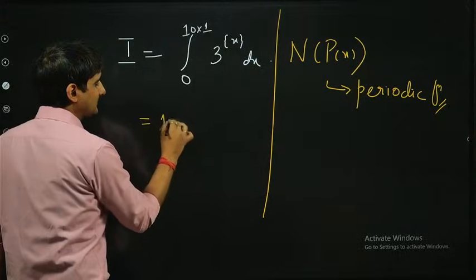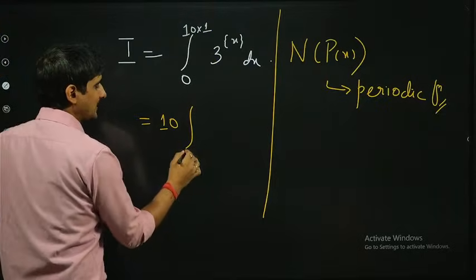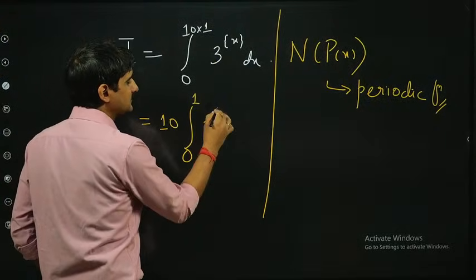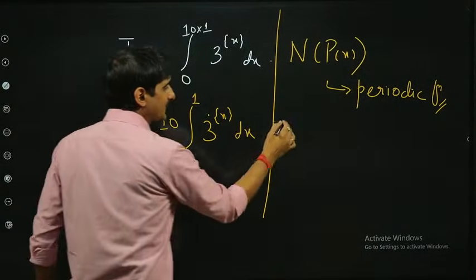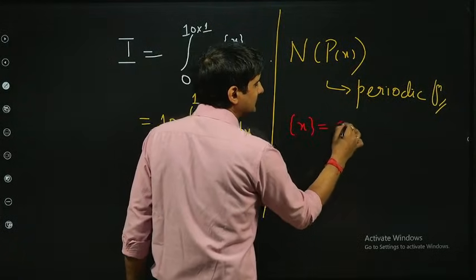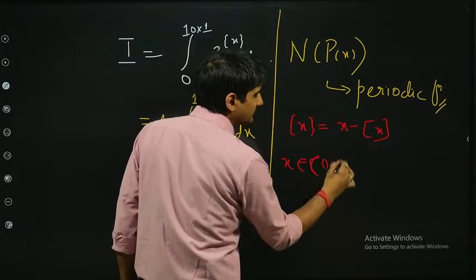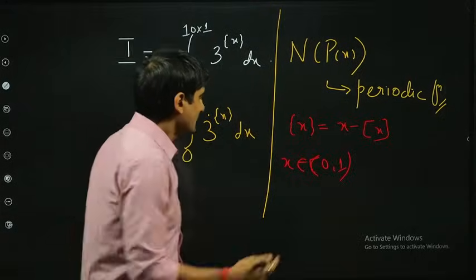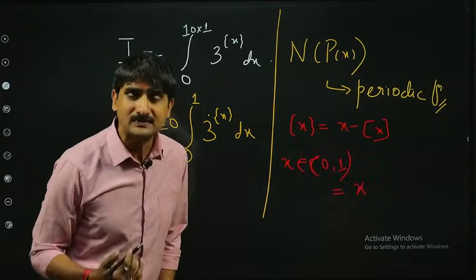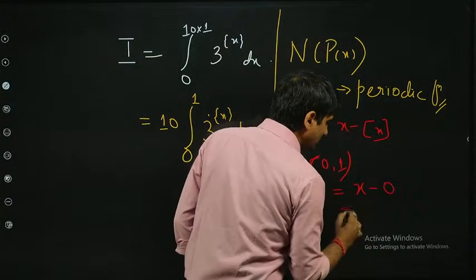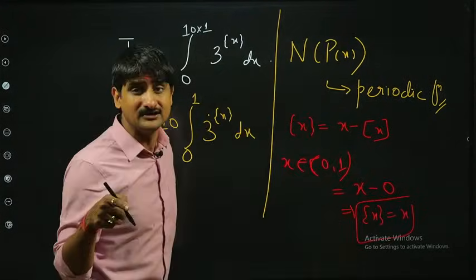यहाँ पे कोई ज़्यादा difference नहीं होगा. So 10 times, using this property, we can write the integral from 0 to 1 of 3 raised to the power fractional part of x dx. Now see again, fractional part of x, that's very important bachcho, is x minus greatest integer of x. So when x belongs to 0 to 1, open or close doesn't matter here, greatest integer part is 0, so it's x minus 0. Hence fractional part of x can be replaced by x when x lies in the interval 0 to 1.